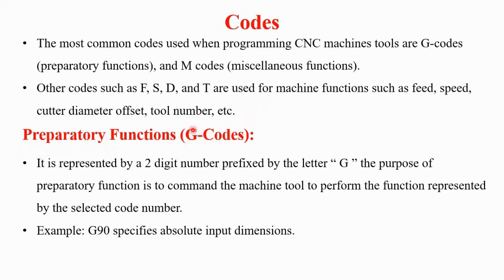First of all, preparatory functions, also called G codes. It is represented by a two-digit number prefixed by the letter G. The purpose of this preparatory function is to command the machine tool to perform the function represented by the selected code number. For example, G00 is the code used to represent the rapid movement of the tool. Or again, a second example, G90 specifies absolute input dimensioning. G90 is used to represent the absolute input dimensioning system in the program.